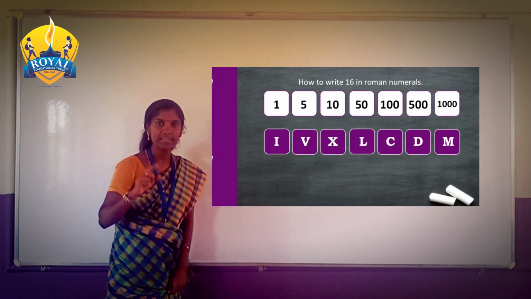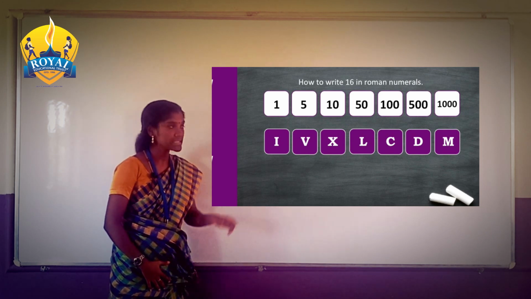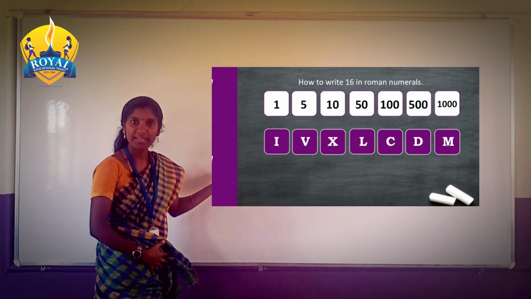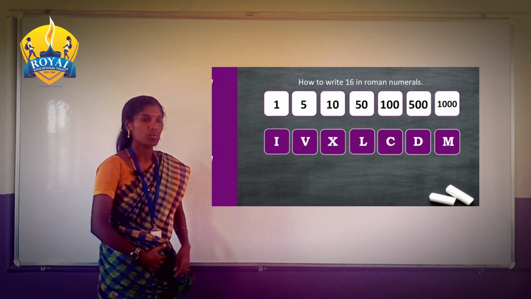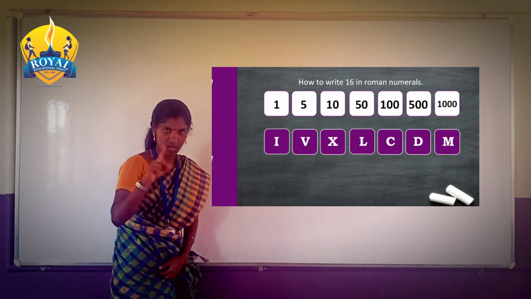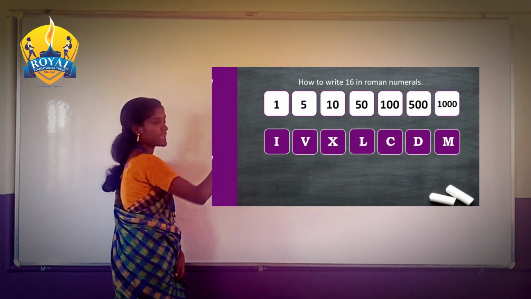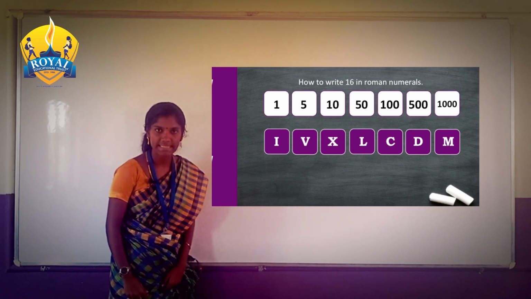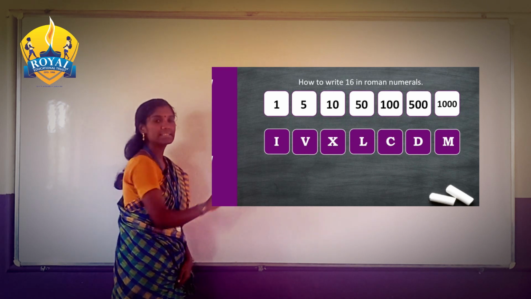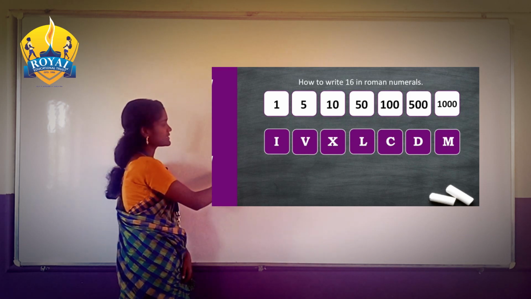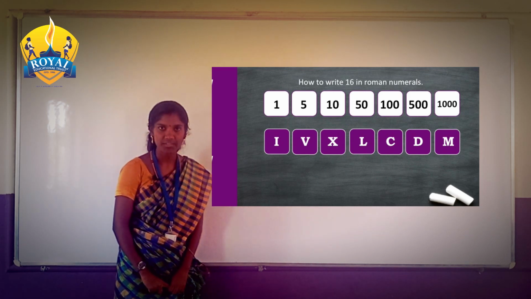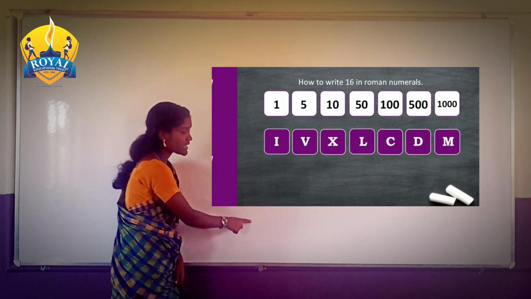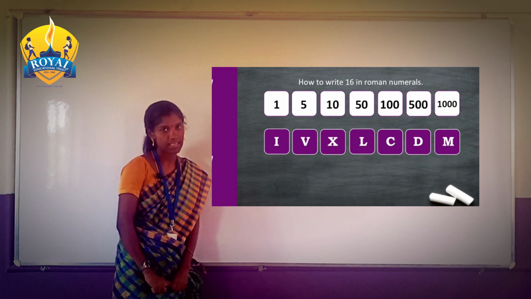Once again I repeat, because it is important for the Roman numbers and it makes many numbers in the Roman numerals. I denotes 1. V denotes 5. X denotes 10. L denotes 50. C denotes 100. D denotes 500. And M denotes 1000.